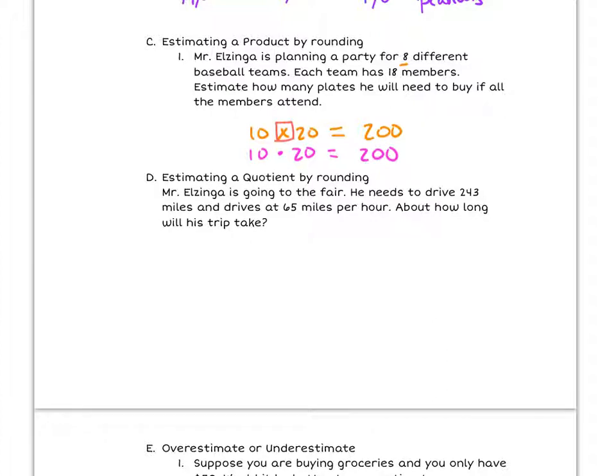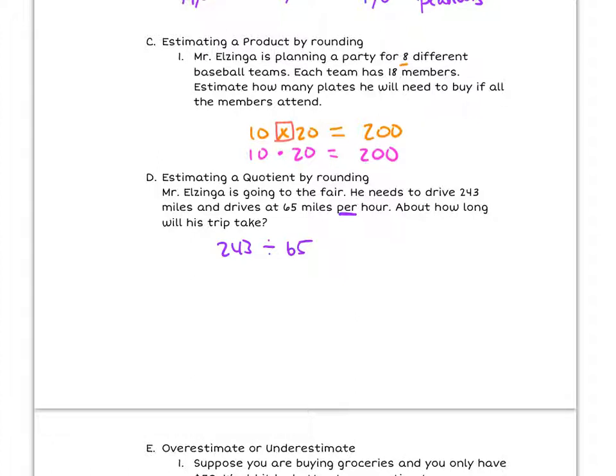All right, quotient. And we said that's division. Mr. Elzinga is going to the fair. He needs to drive 243 miles and drives at 65 miles per hour. How long would it take? So if you notice this word per here, that's like your division sign in words. So 65 miles in an hour. Can we divide this? So if I go 243 miles in 65 miles per hour, that's my division problem. That's hard to do. Yes, we could do it on a calculator.